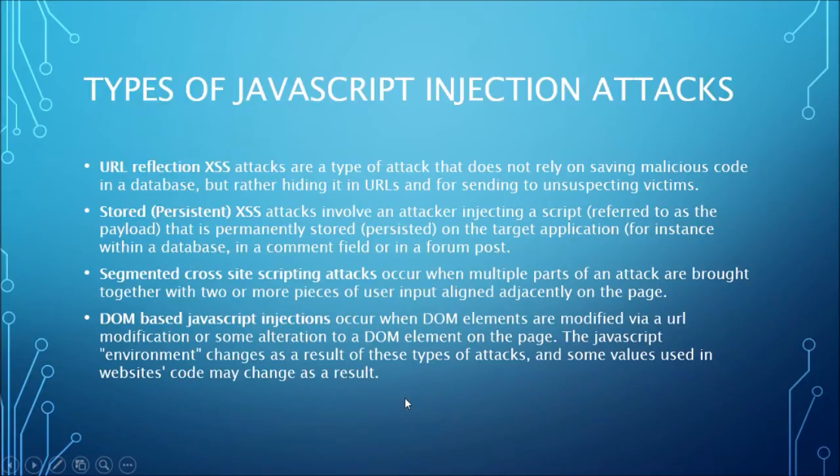So where do you find each of these attacks? For a URL reflection XSS, you'll find these in web applications that take parameters from the URL and display them on a page. For the stored persistent XSS, you'll find these in pages with message boards, forums, and comment systems made from scratch by the website developer. For segmented cross-site scripting attacks, you'll find these commonly on pages that have comment systems. And for DOM-based JavaScript injection attacks, you'll find these on pages with DOM elements that are modified via URL modification.